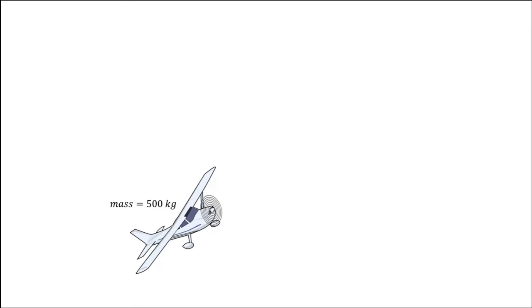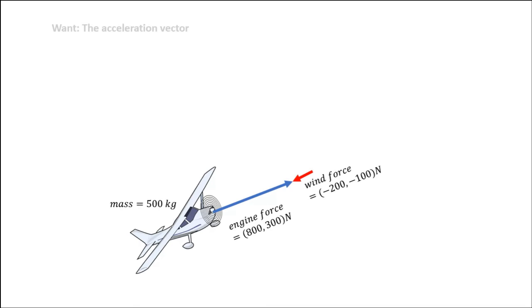So let's look at an example. Imagine there is a plane that has a mass of 500 kilograms trying to reach a certain altitude, so its engines are outputting a certain force vector upward and to the right. However, the wind is not cooperating, and it's pushing downward and to the left with a force vector. What will the acceleration vector of the plane be? Go ahead, try to work this out yourself.